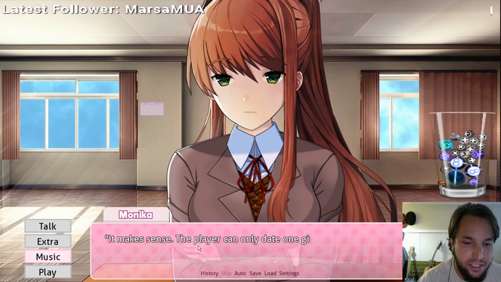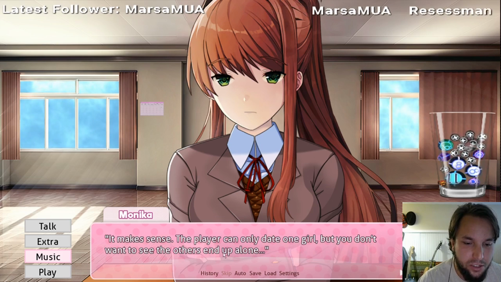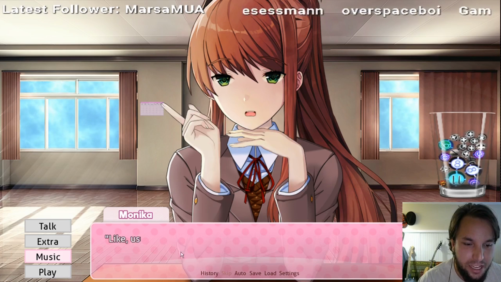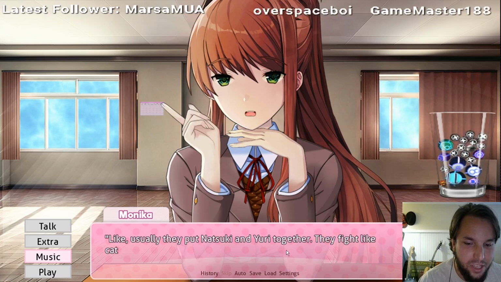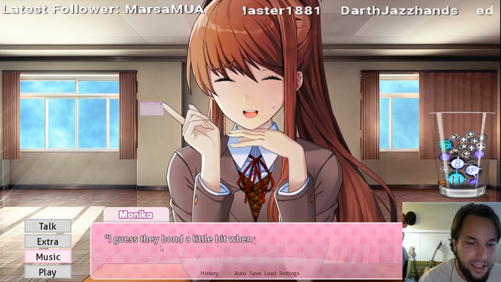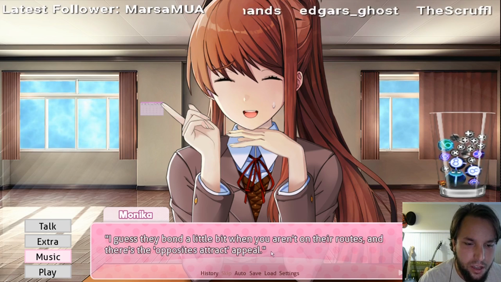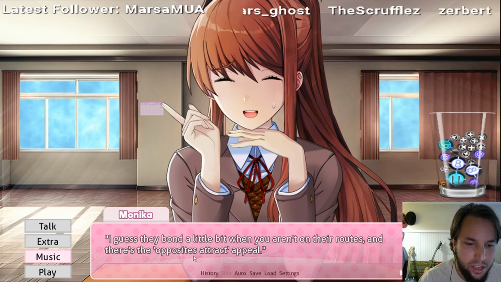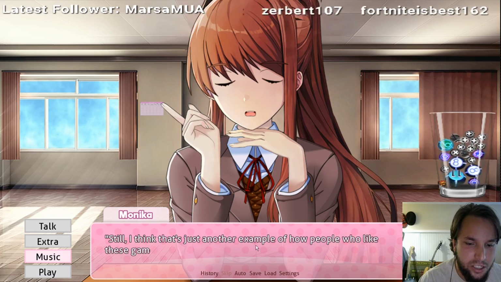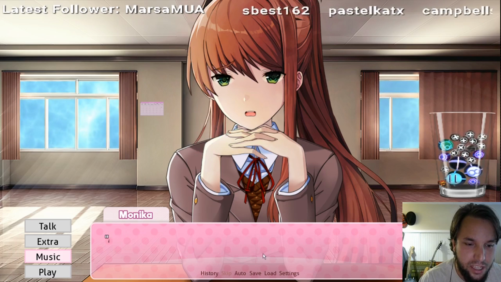It makes sense. The players can only date one girl, but you don't want to see the others end up alone. But some of the pairings are kind of strange to me. Like usually they put Natsuki and Yuri together. They fight like cats and dogs. I guess they bond a little bit when you aren't on their routes, and there's the opposites attract appeal. Still, I think that's just another example of how people who like these games like unrealistic things.